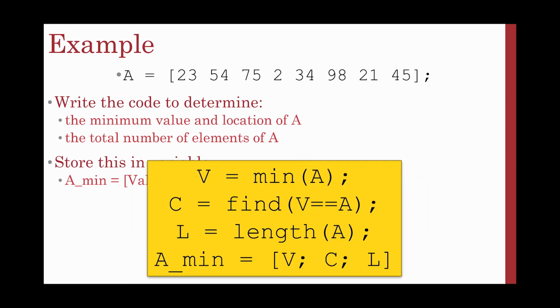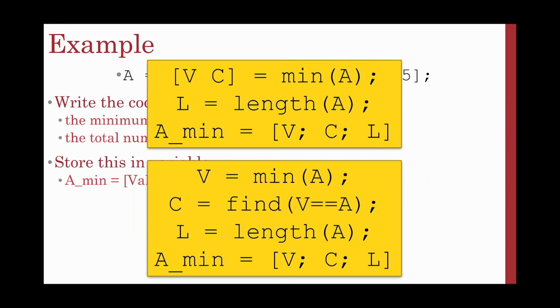So first we have to define our vector. We're going to define a variable v, which is the minimum of A. Then we're going to define another variable c, and we're going to tell it to find where v is equal to A. Double equal sign logic means equal to in MATLAB. Then we're going to define another variable L, which is equal to the length of A. And then I'm going to finally define a min, which is equal to our vector C colon V colon C colon L, because you can define vectors in terms of other vectors.